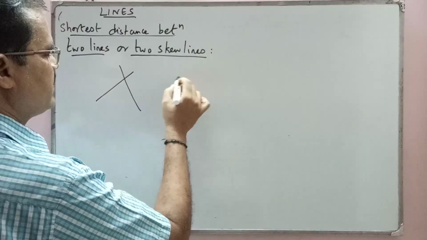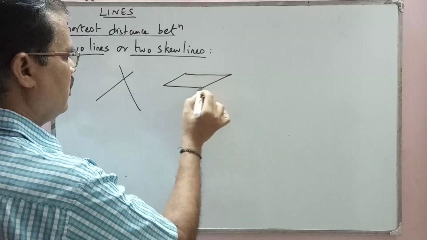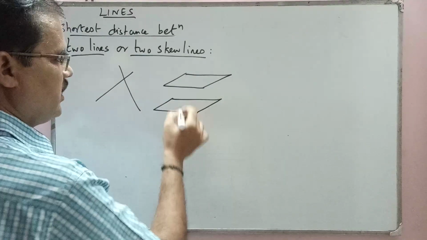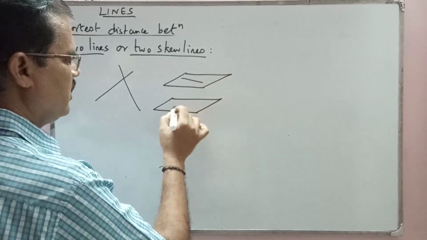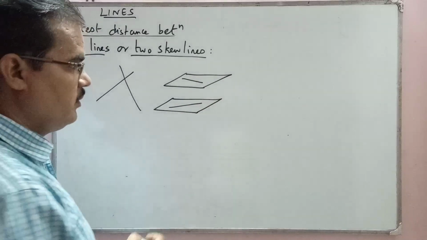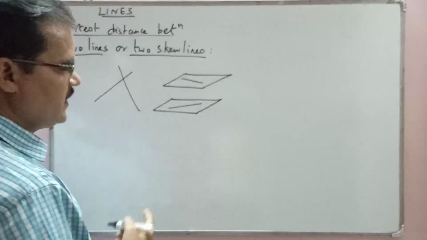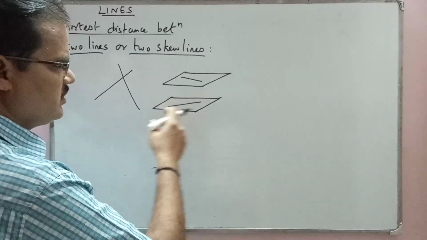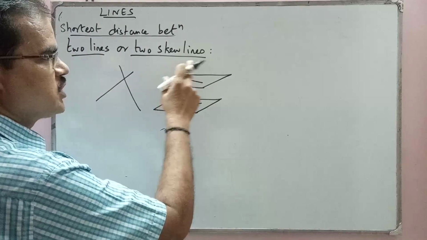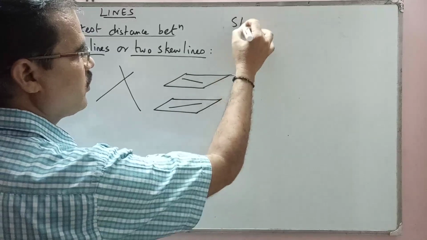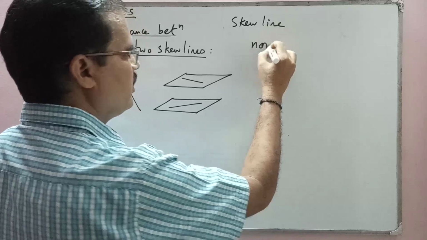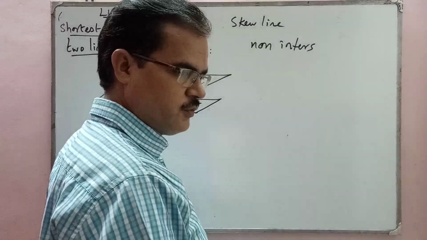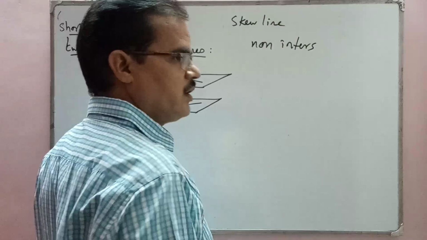What are skew lines called? Skew lines are non-intersecting, non-parallel lines. See, you take two planes, you draw one line in this one, the other line in the next plane. These two lines are called skew lines. They never intersect because they are in different planes and they are not parallel. This is in one direction, that is in another direction. So such lines are called skew lines. They will never intersect. Why? Because they are drawn in different planes. Imagine you have two walls, so you draw one line on the floor, one line on the ceiling. It will never intersect.